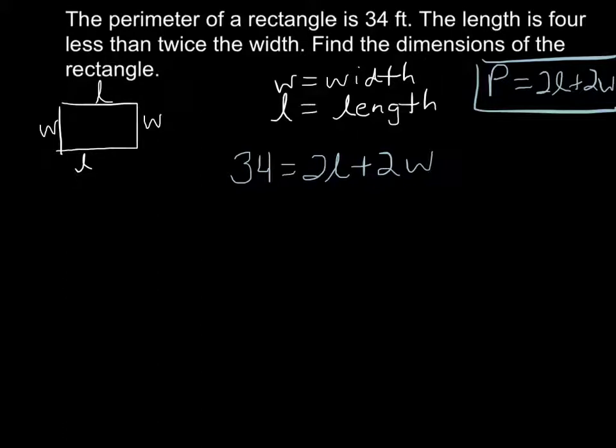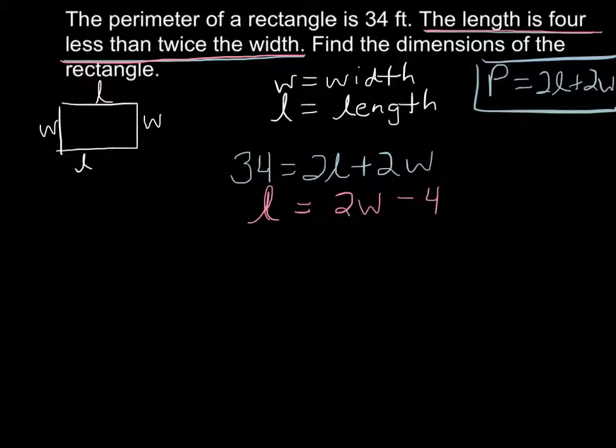Okay. Now, I'm going to go ahead and I have to use the second sentence. The length is 4 less than twice the width. Let me do that in pink. The length is 4 less than twice the width. So length is 4 less than. So that means you have to take 4 away from something. Twice the width. So I have to do twice the width, and I have to do 4 less than that. So I have to take 4 away from it.